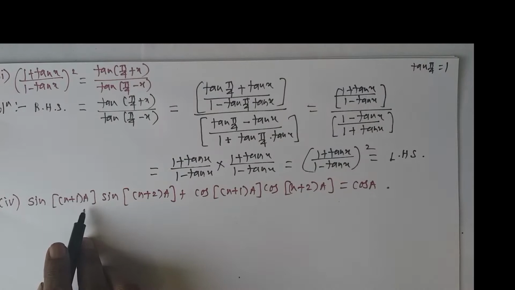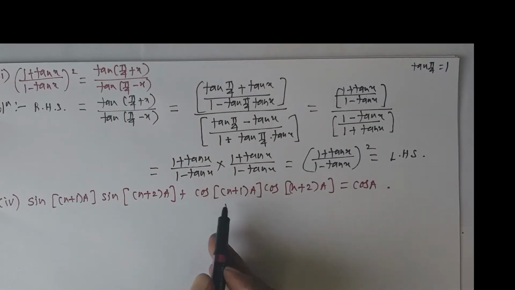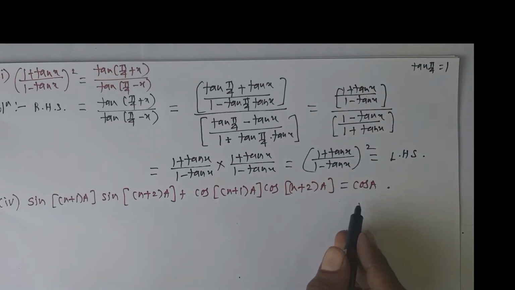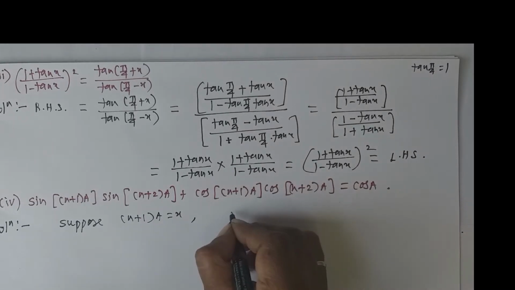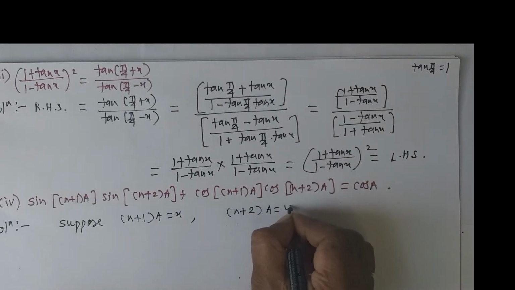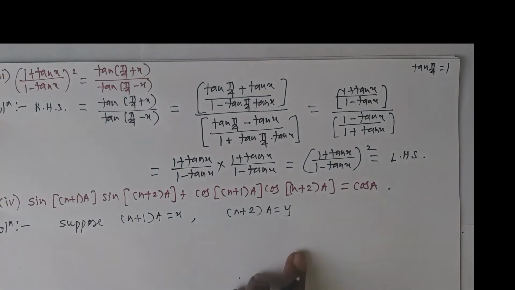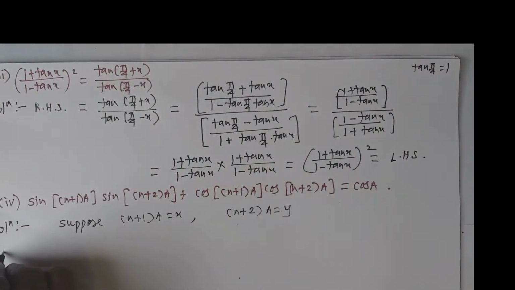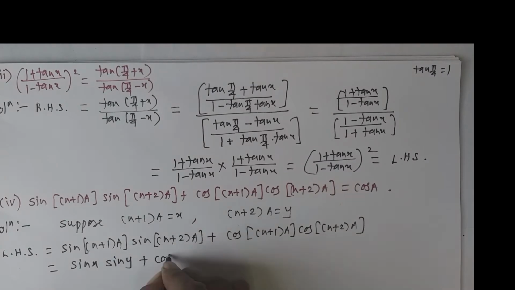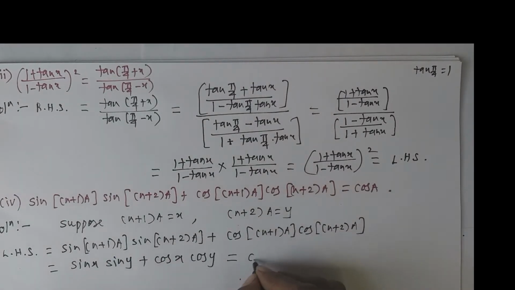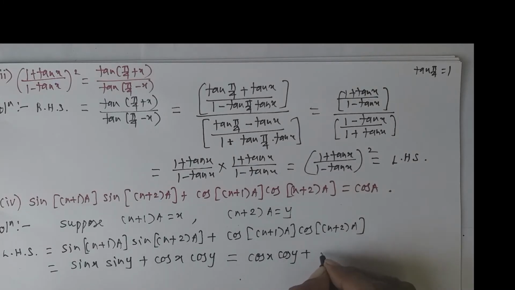Sin((n plus 1) times a) into sin((n plus 2) times a) plus cos((n plus 1) times a) into cos((n plus 2) times a) is equal to cos a. Suppose (n plus 1) times a is x and (n plus 2) times a is y. Either x and y, or theta 1 and theta 2, anyway. Write down the left hand side as it is, then keep x and y. Then this becomes sin x sin y plus cos x cos y. I will rearrange this, writing cos x cos y as the first term and sin x sin y as the second term.